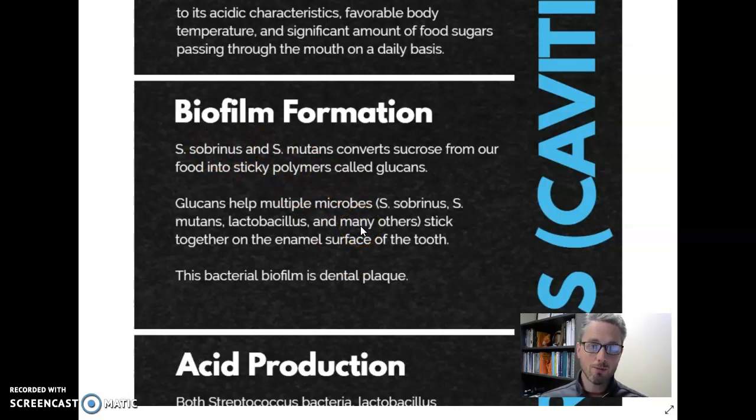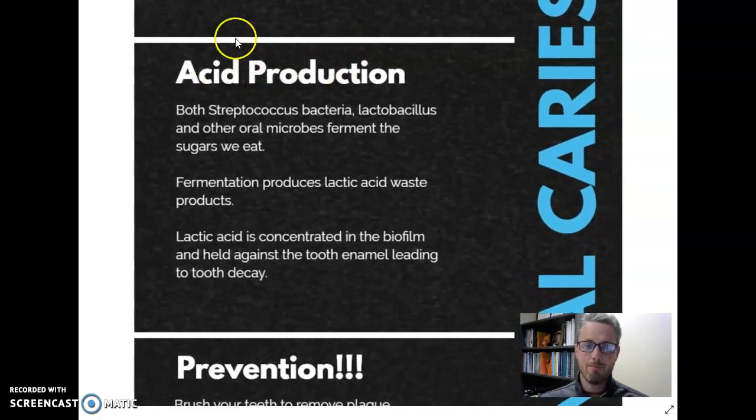So these two bacteria normally live in our mouth. They have this capability of converting sucrose into glucans to stick to the tooth enamel. But why do they cause the tooth enamel to decay? So let's think about this next step, acid production. So we've got all these bacteria living on the surface of our tooth, both these Streptococcus species and other things like lactobacillus. We are eating foods which include sugars, and they're grabbing those sugars as food for themselves.